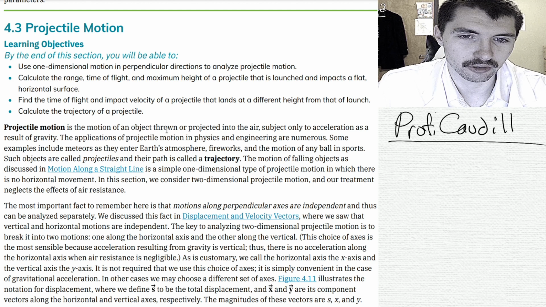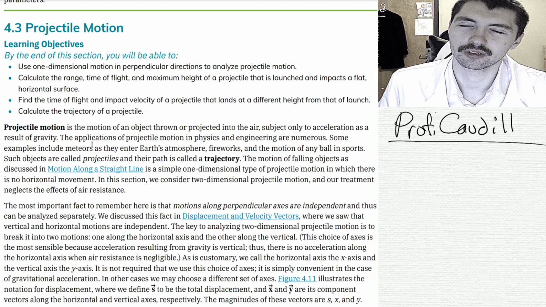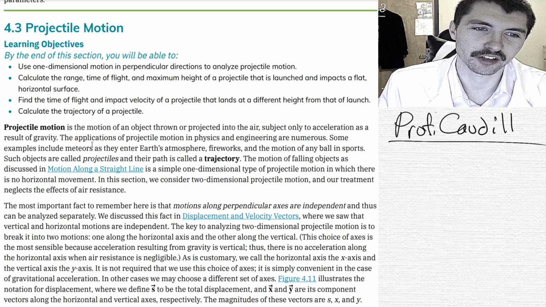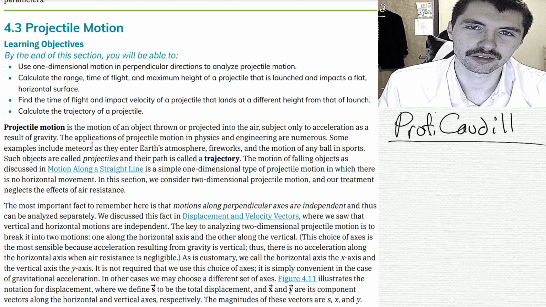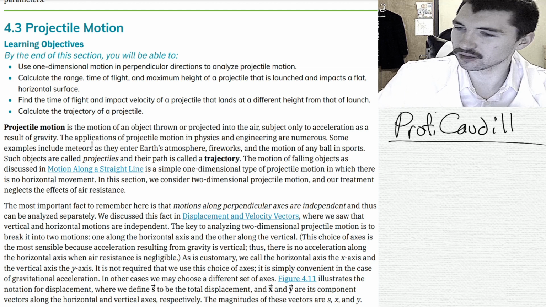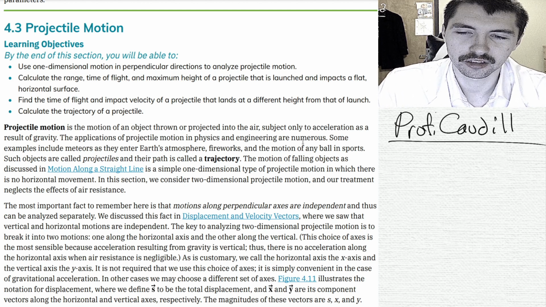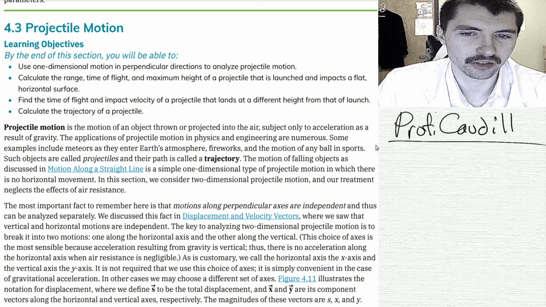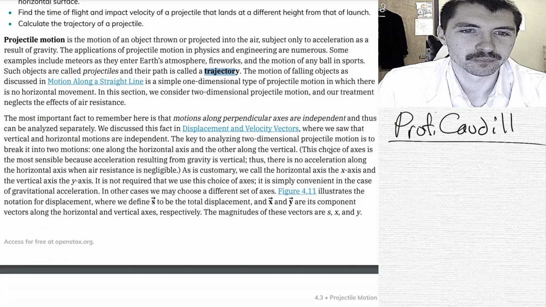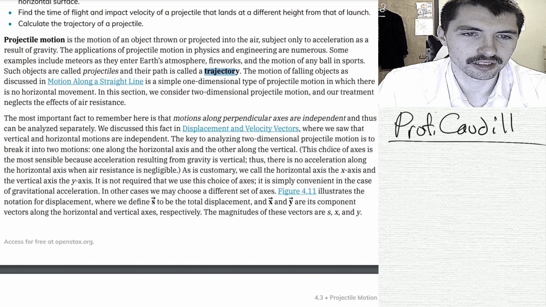Projectile motion is the motion of an object thrown or projected into the air. So the only acceleration is the result of gravity. So we're not talking about rockets. We're not talking about planes with thrusters that accelerate it. We're just talking about something that has an initial velocity, and then everything else is just gravity. There are numerous physics and engineering applications: meteors, fireworks. They follow a trajectory, keyword trajectory. We're neglecting air resistance.